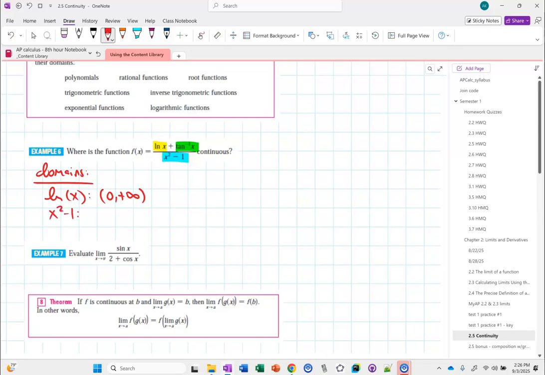I'm going to skip the tan inverse for a second. X squared minus 1, what's the domain on that? All real numbers, right? Why? It's a polynomial.